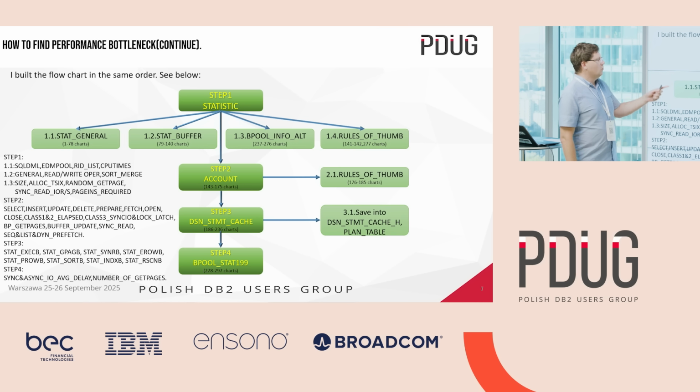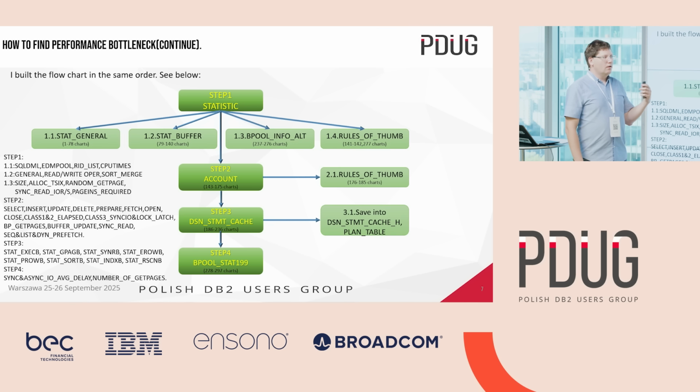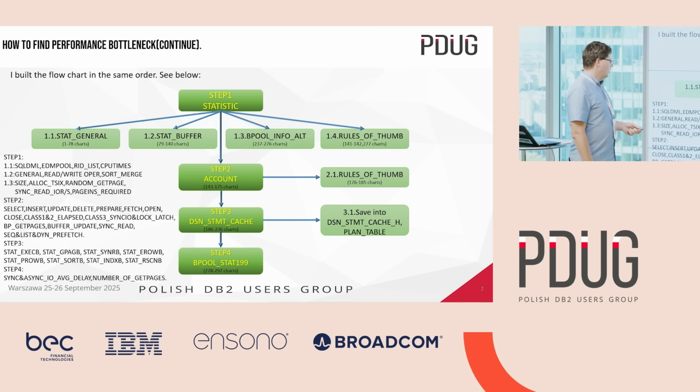Also, I use rules of thumb, and all these charts have information about which DB2 subsystem I must monitor in the next step, if more than one DB2 is installed in the LPAR. After I choose the subsystem ID, I go to step 2 and build accounting charts.